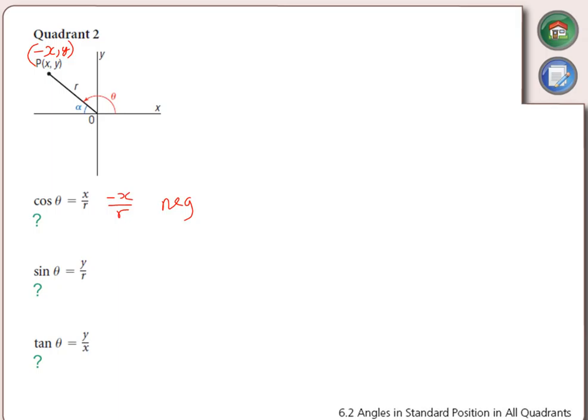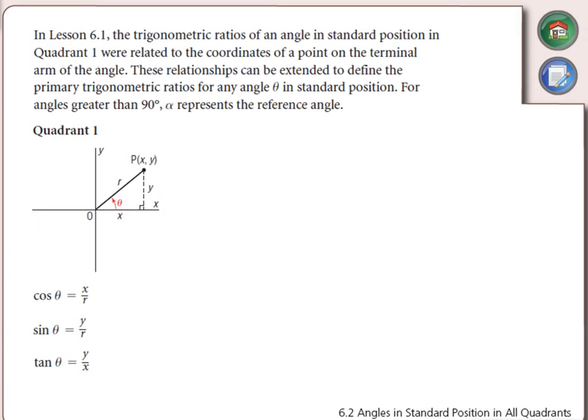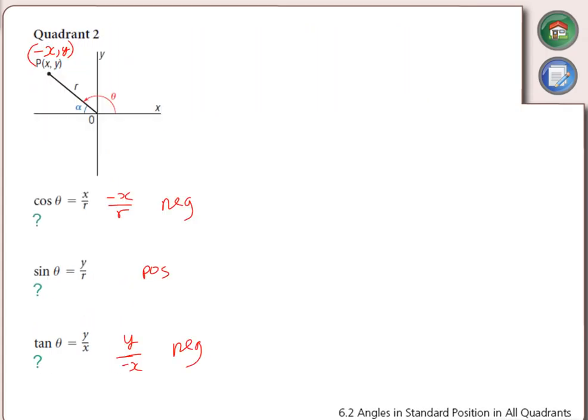Sine is y over r. That's going to be positive. Tan is going to be y over negative x. That's going to be negative. If you noticed in quadrant 1, all of them were positive. In quadrant 2, though, the only one that's positive is sine. So sine is positive in quadrant 2. All of them were positive in quadrant 1.